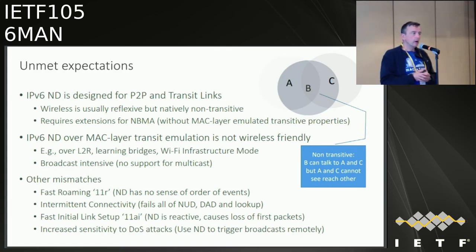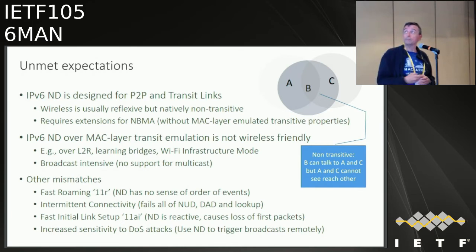This slide is all about the expectation that people doing wireless would have of an IPv6 neighbor discovery method, and there is quite a mismatch. The first point is that for most radios, the medium is not transitive. It is usually reflexive, though not necessarily: if A can talk to B, usually B can talk to A. It's not necessarily true, because you have differences of power and interference on one side, and lots of effects that may make it not reflexive. But most of the time it is. What it is not is transitive.